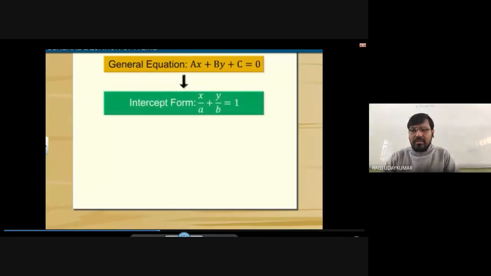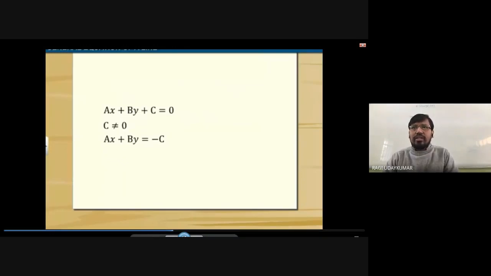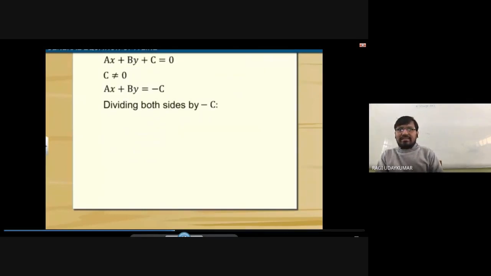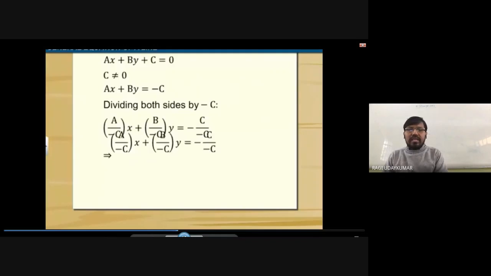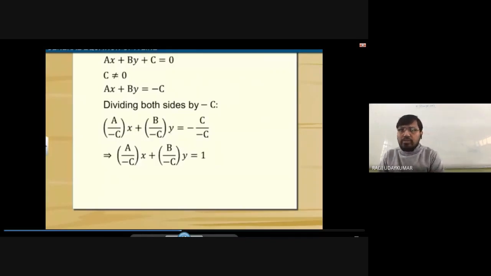Next, the intercept form of a line, that is x by a plus y by b is equal to 1. Let us convert the general form into intercept form. What we need here is the constant to be made as 1. So the constant term is taken to the right hand side as minus c, and to make it 1, we have to divide by minus c. This procedure can be followed in problems also. So dividing by c, we need to express this in the form of x by a.